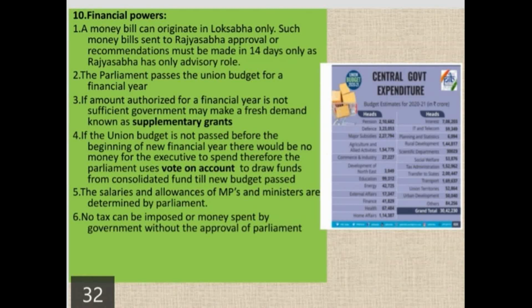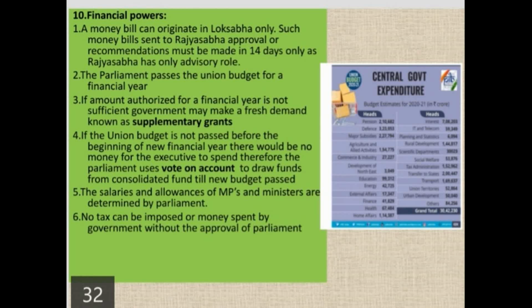All the financial bills can be originated only in Lok Sabha. Such money bills or financial bills are sent to Rajya Sabha for its approval or recommendations within a time span of 14 days. If Rajya Sabha doesn't approve it, it doesn't matter, because Rajya Sabha has no role in advising or recommending or approving money bills. Even if Rajya Sabha approves it or not, or makes recommendations or not, money bills can be approved and passed by Lok Sabha.